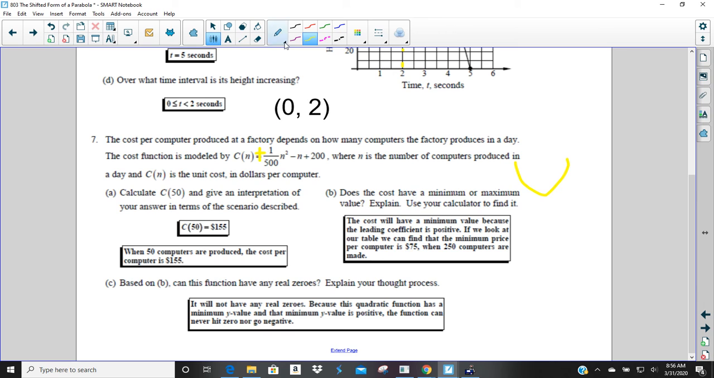And then based on B, can this function have any real zeros? No, because it's actually floating above the x-axis. It's floating kind of like that. So there are no real zeros for this one, which means that I would never have a point where it hits zero or goes negative.